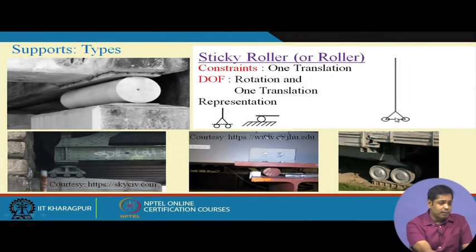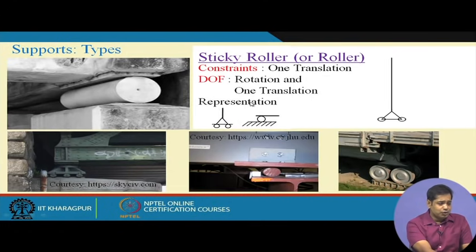Now, you see here what is happening, this point is translating in a particular direction. So, this object has a degree of freedom in this direction. This degree of freedom is not constrained, but it is called sticky roller because it will not leave the ground, meaning this degree of freedom is not allowed, it is constrained. The only degree of freedom it has is in this direction. So, this is roller support, and whenever we use this symbol, it means it is roller support.